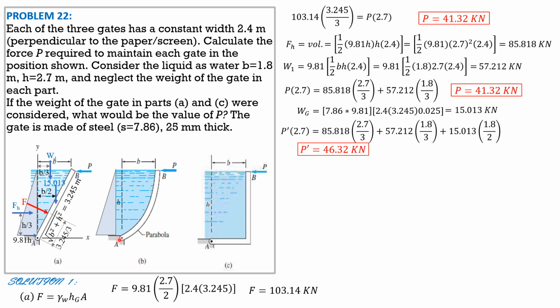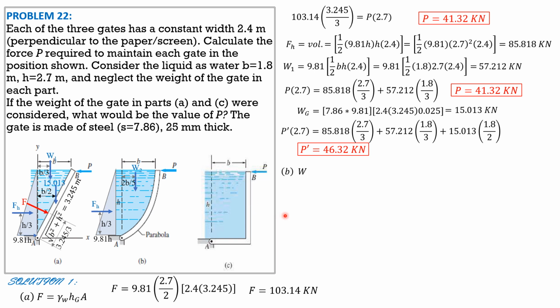So this is the pressure distribution. This is still 9.81 times H. FH is the same as in part 1 because the dimension is the same and the condition is the same. This is the projected area, so that's H over 3. Then we have weight 2, and this distance is 2/5 of B. So you must know the location of the centroid of a parabola. Again, the vertex is here.